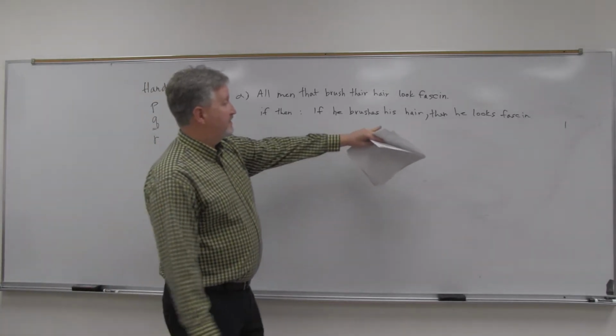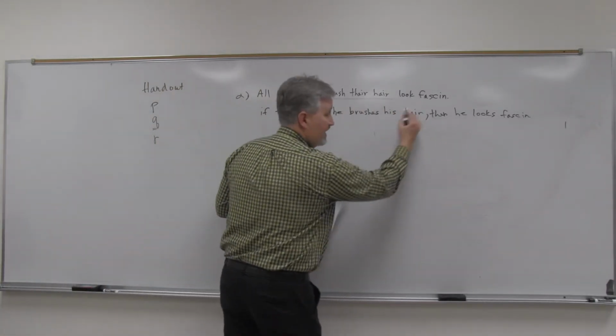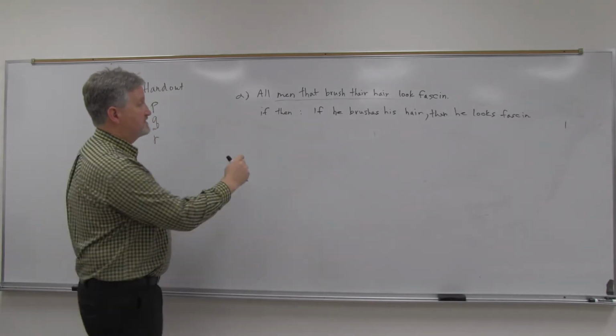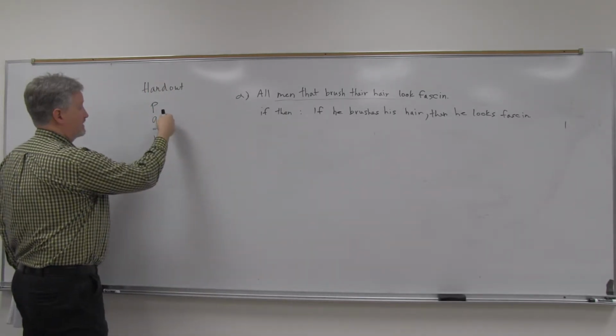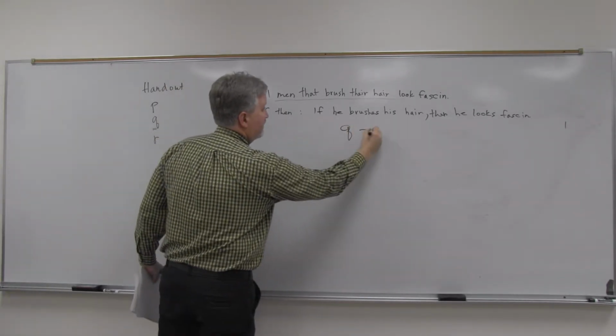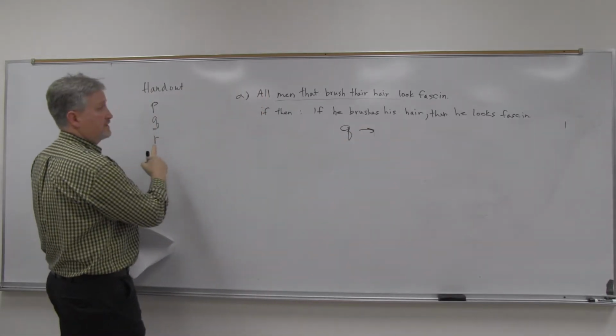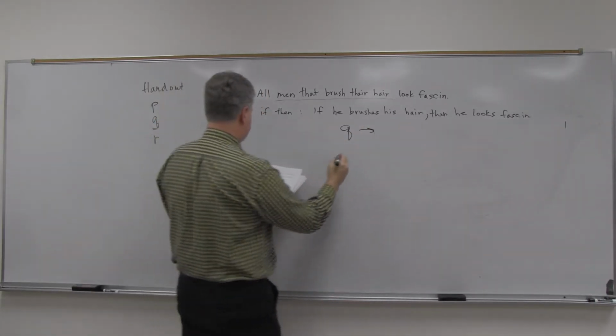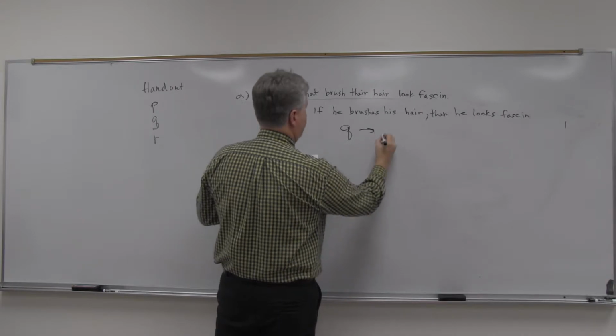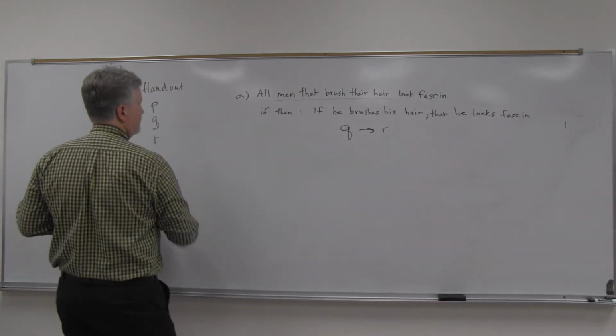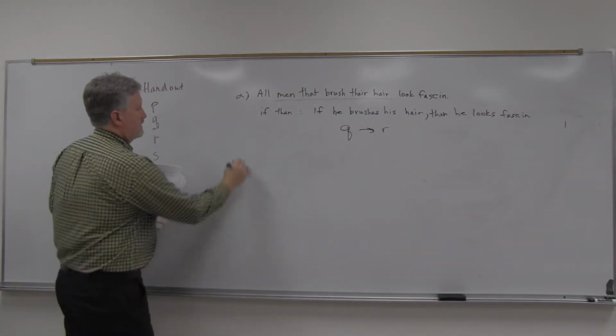If he brushes his hair, then he looks fascinating. That's the rewrite of that in if-then form. Now what is that in symbols? Like I said, Q is he brushes his hair, he looks fascinating is R, right? R, yeah. And we've also got an S. He is untidy. All right.